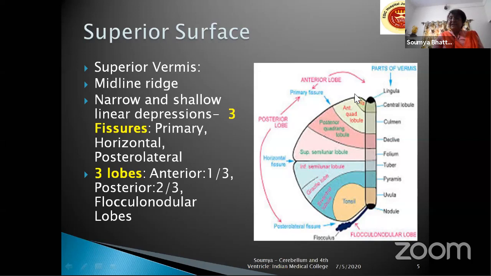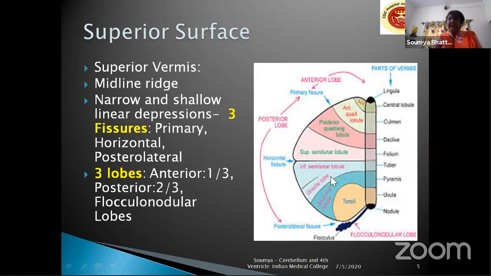Anterior to primary fissure is the anterior lobe. Between primary fissure, horizontal fissure, and posterolateral sulcus, we have the posterior lobe or the middle lobe. And behind the posterolateral fissure, there is a flocculus, that is, you can see it looks like a tree with a stem, which we call a flocculonodular lobe. So there are three lobes and three fissures and two surfaces. Now, this we are talking when we are discussing the superior surface.